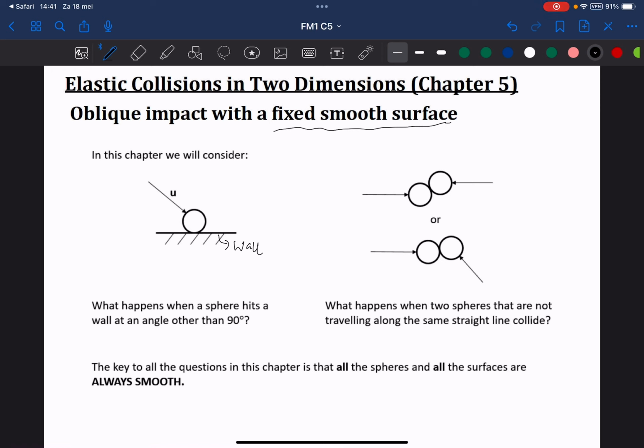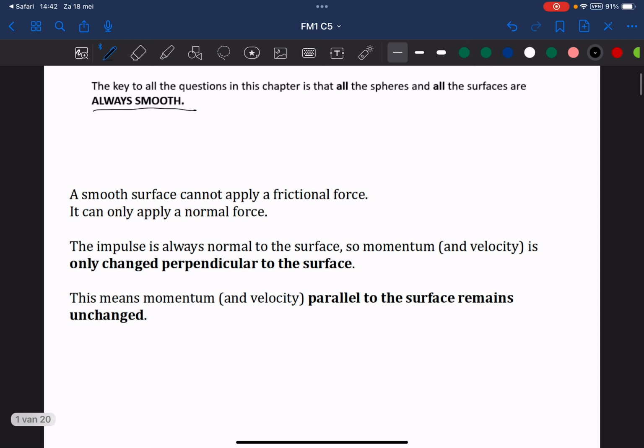So, the key to all the collisions in this chapter is that all the spheres and all the surfaces that we will look at will always be smooth. So you don't have to consider friction of the balls and things like that. At university level, you will start to consider what these things are when we're not talking about smooth surfaces. But for the moment, in Further Mechanics 1, we will only look at smooth. Anyway, a smooth surface cannot apply a frictional force. It can only apply a normal force, that's important, and then the impulse is always normal to the surface, so momentum and velocity is only changed perpendicular to the surface. And the momentum and the velocity, technically, parallel to the surface will remain unchanged.